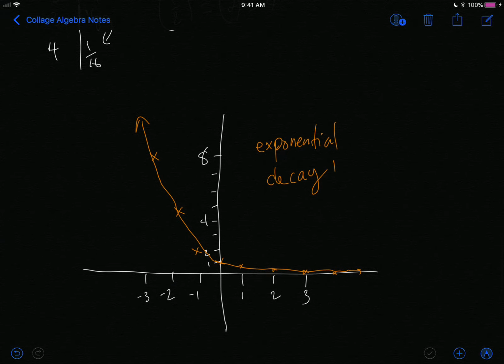And with exponential decay right here, the graph is always getting smaller. This happens when your base is a proper fraction. A proper fraction is a fraction that's between 0 and 1. My favorite way to explain this is by using the cake story.